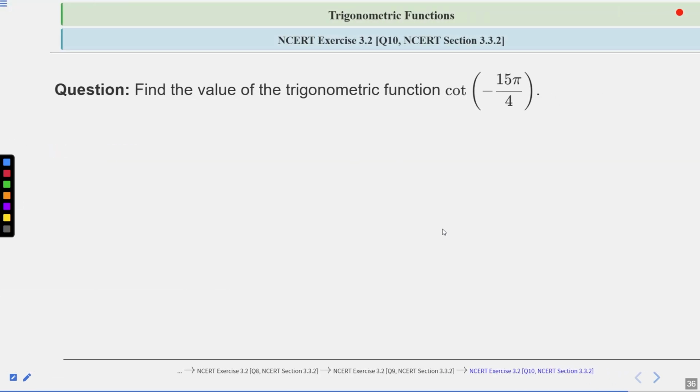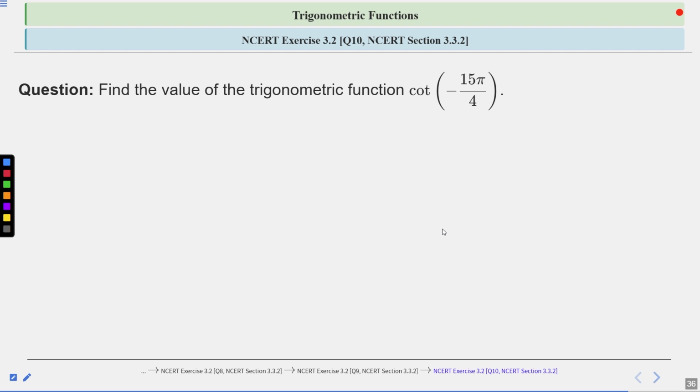Okay, so let's move to the next question. NCERT exercise 3.2 question number 10. Find the value of trigonometric function cot of minus 15 pi by 4. We have to find the value of trigonometric function cot of minus 15 pi by 4, okay? So again, you have some time to solve or think about this question. After that, we'll move to the solution part, right?